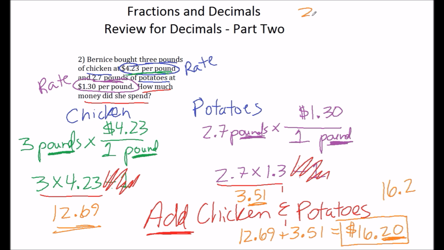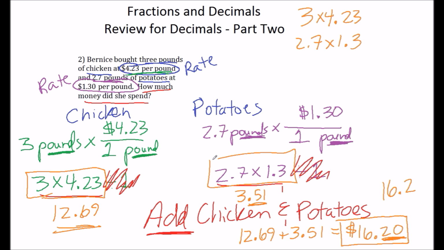So I'm just going to write it up here. The 3 times the 4.23, I'll show that to you. And the 2.7 times 1.3, I'll show that to you. And also the adding at the end, I'll show that to you if you want. But if you're satisfied with, here I just have to multiply, here I just have to multiply, and then add at the end, you might feel okay. But otherwise, I'll show you that. Here we go.